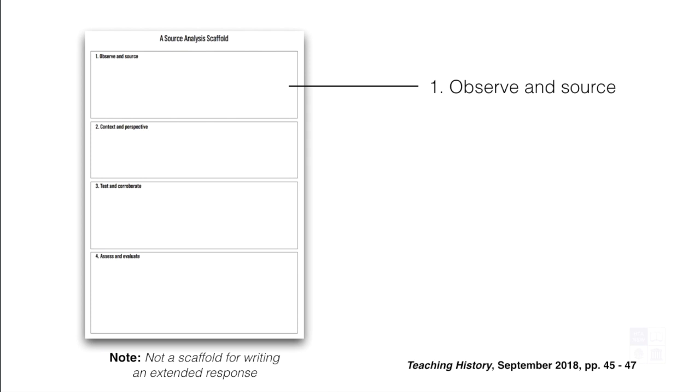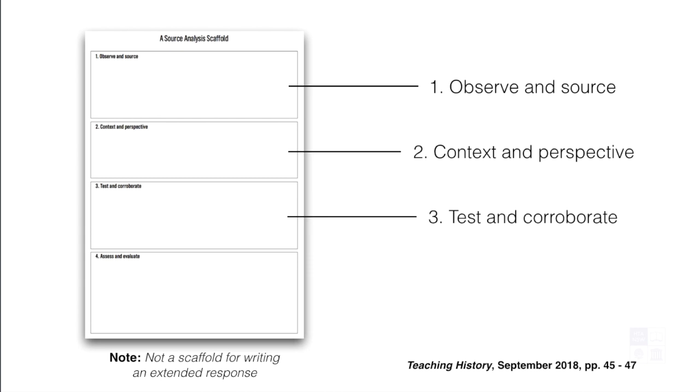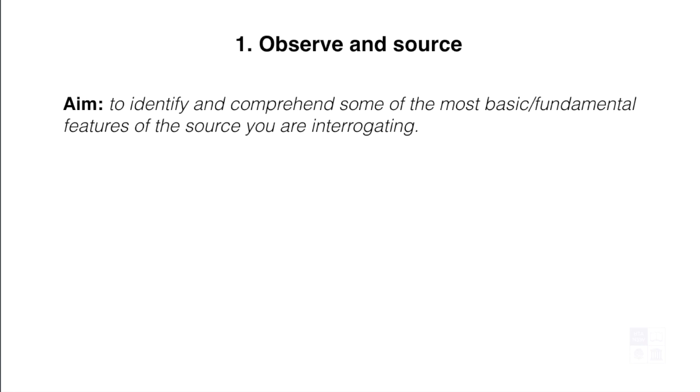Where did it come from? Who created it? And so on. Secondly, you're being asked to look at the context and the perspective of the source. Thirdly, to test and corroborate the source. And finally, to assess and evaluate the source and hopefully get to a point where you can see clearly how you might use it for your investigation. So let's pick each of these off one by one and look at them in a bit more detail.